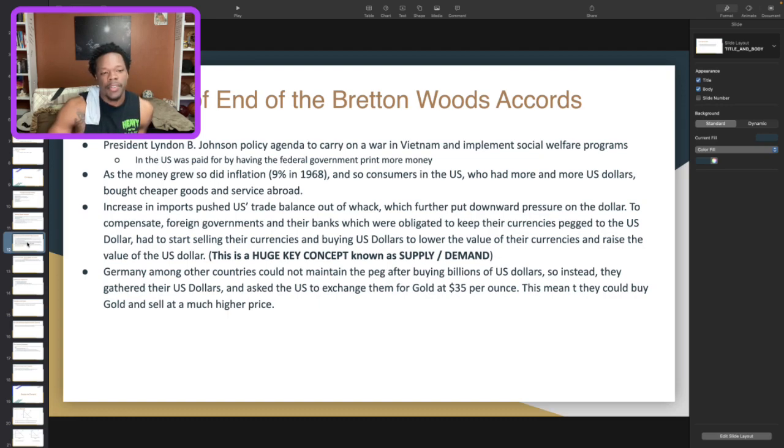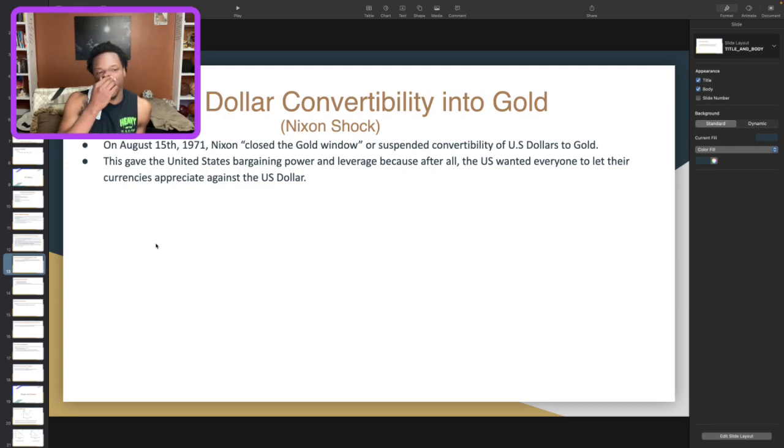But the thing is that increase in imports pushed the U.S. trade balance out of whack, which further put downward pressure on the U.S. dollar. To compensate, foreign governments and their banks, which were obliged to keep their currencies pegged to the U.S. dollar, had to start selling their currencies and buying U.S. dollars to lower the value of their trades and raise the value of the U.S. dollar. This concept is huge. It's essentially called supply and demand, and you'll see it being more implemented as we continue on with the history of the foreign exchange market.